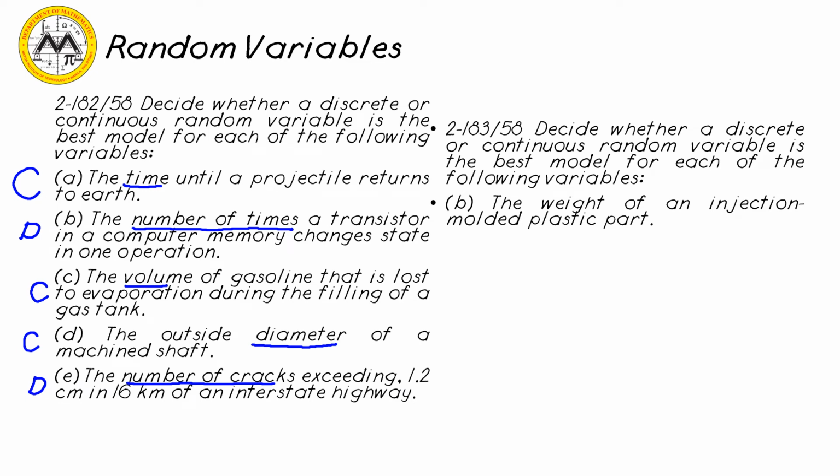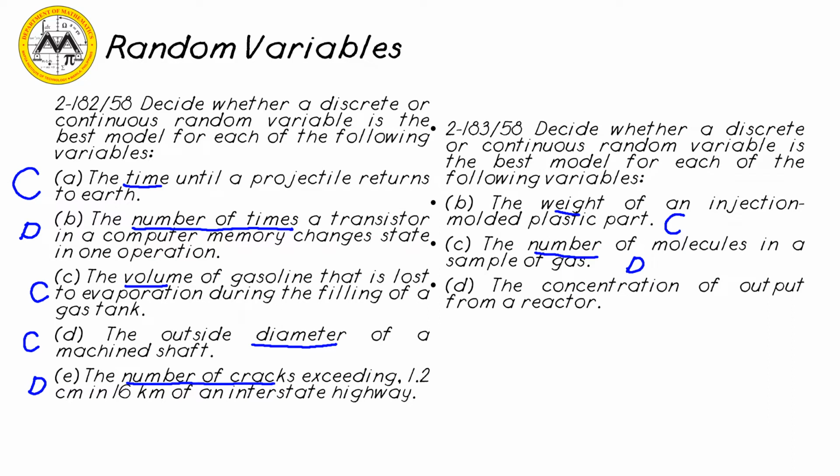Weight of an injection molded part. So the weight is a measured quantity. So it is continuous. Number of molecules. So this is discrete. Concentration. Concentration is also a continuous quantity. Current. As a previous example, this is also a continuous random variable.